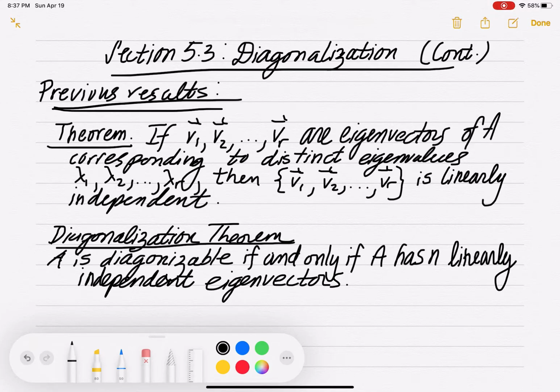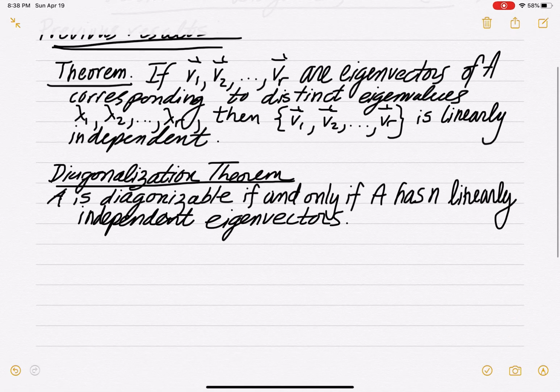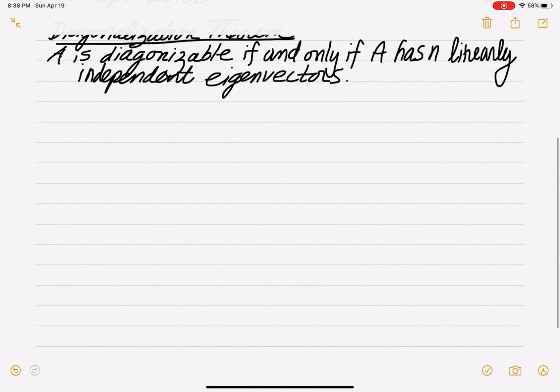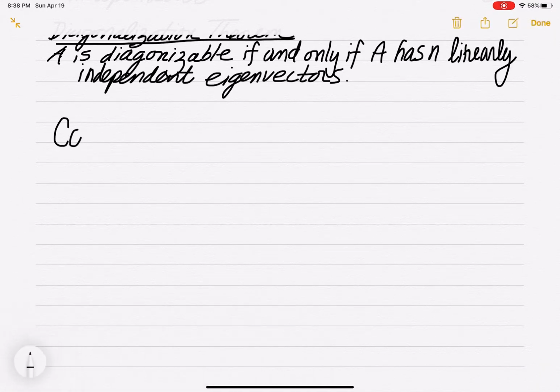And then in our second video, where we actually began defining diagonalization, we proved the diagonalization theorem that says A is diagonalizable if and only if A has n linearly independent eigenvectors. That's an incredibly important result. We're going to put these two results together to come up with what's called a corollary. A corollary is something that follows from other results. So here's a really useful corollary. Sometimes this will speed things up just a bit.